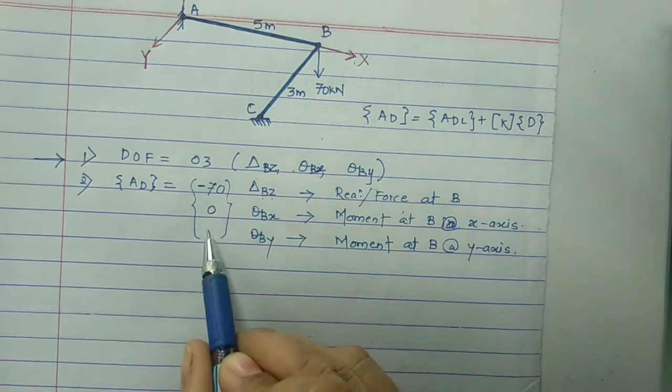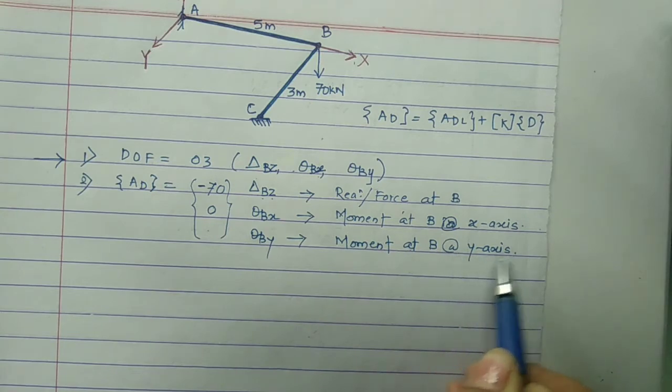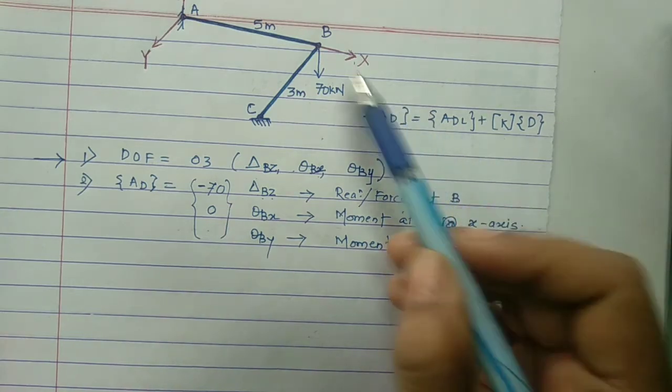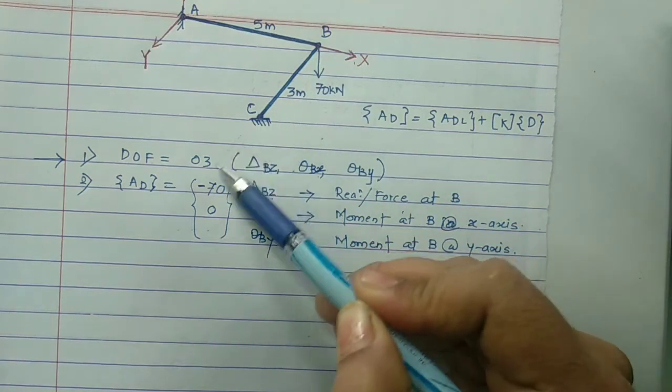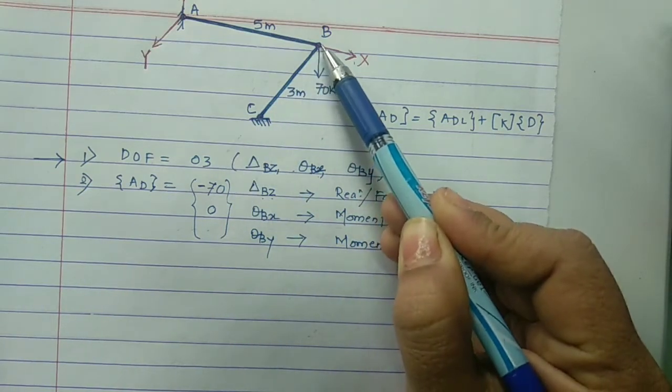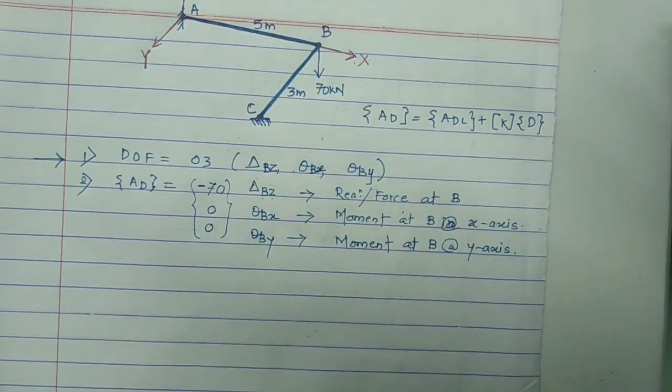Okay, and the third point is the moment at B in the y direction, that is, about the y axis. Here also, about the y axis, parallel to the y axis in this direction, no moment is given. So again the third element will be 0. These are the actions corresponding to these 3 degrees of freedom in the original structure. The second step is completed.